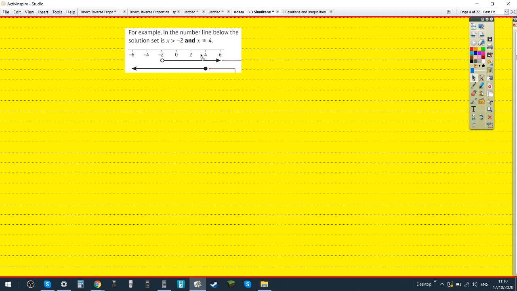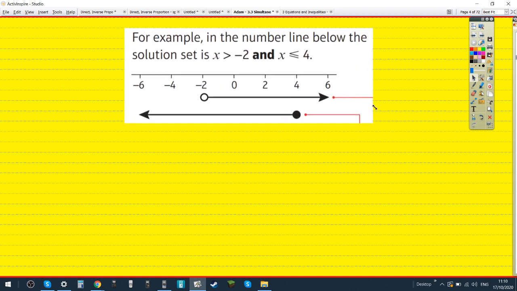This is what it looks like on a number line. For this one, x is greater than minus 2 and x is less than or equal to 4. So what numbers could x be? It could be minus 1, 0, 1, 2, 3, and 4. Yes, so those are the integers that it could be. And in general, x is between minus 2 and 4.